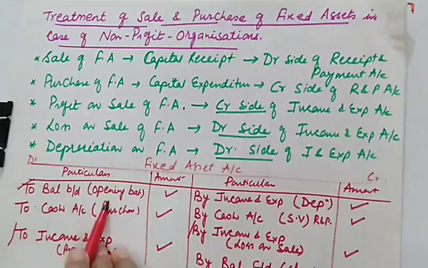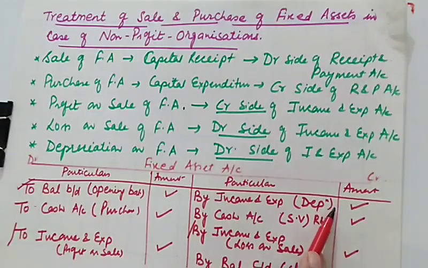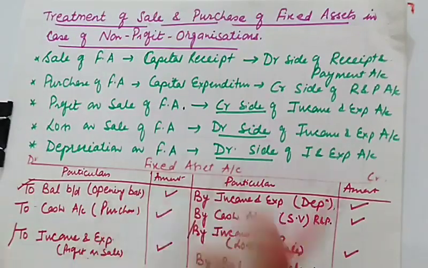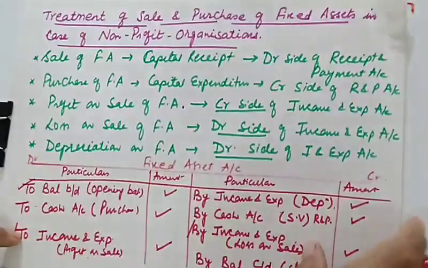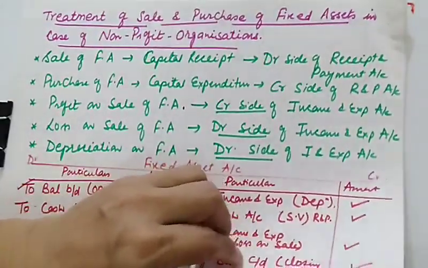The opening balance of asset will be shown in the opening balance sheet asset side, closing balance in the balance sheet asset side, and this is shown in income and expenditure debit side, and this will be shown in income and expenditure credit side. So we'll be having either loss or profit. So let us see how to calculate profit or loss.